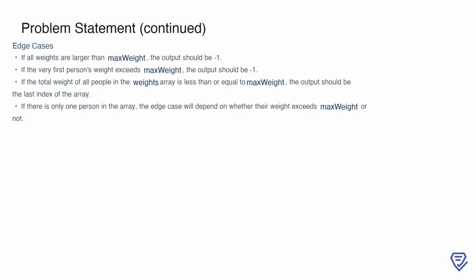On the other hand, if the total weight of all people in the weights array is less than or equal to max weight, then everyone can enter, and the output would be the last index of the array. Finally, if there is only one person in the array, the output will depend on whether their weight exceeds max weight or not. These cases ensure that we handle every possible input scenario effectively.